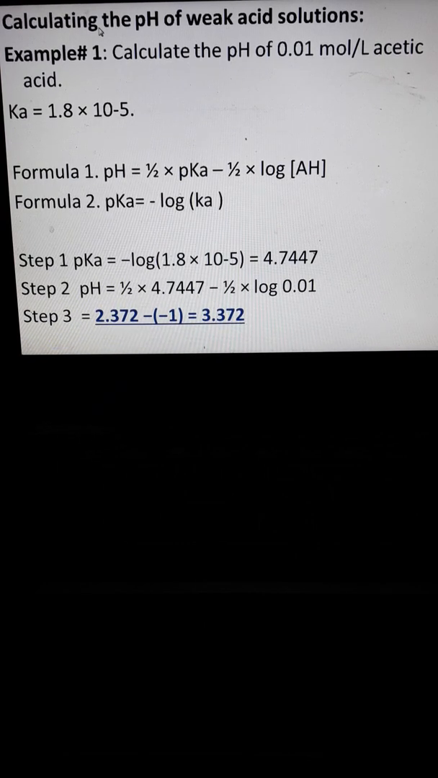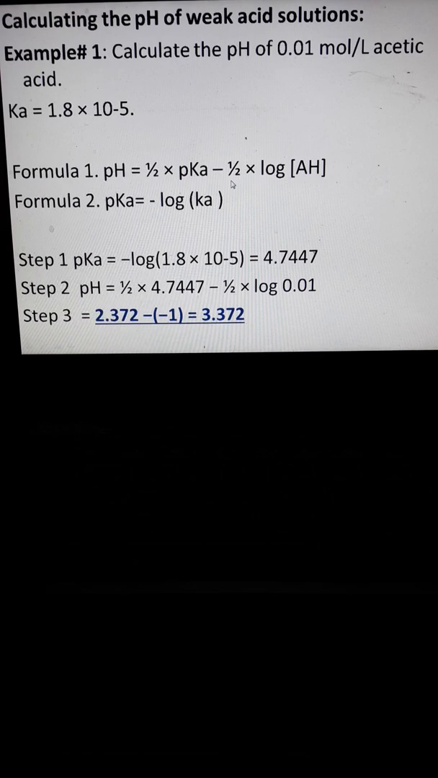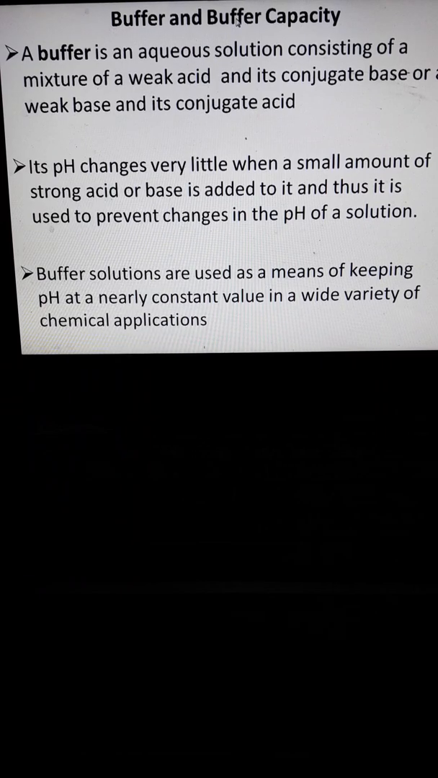So usually we have calculations of pH of weak acids. Just familiarize yourself with this one. Most of you already know how to compute the pKa and then the pH based on our formula. Okay. So, buffer and buffer capacity.